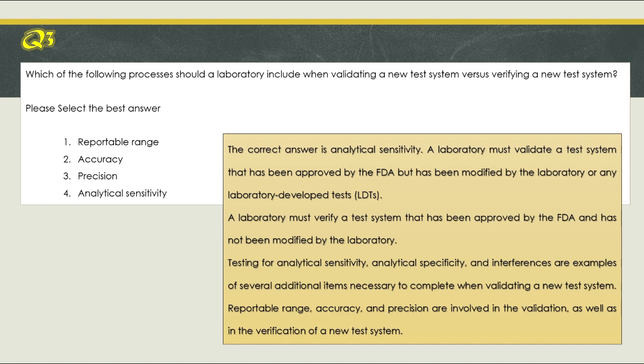A laboratory must validate a test system that has been approved by the FDA but has been modified by the laboratory, or any laboratory-developed tests, LDTs. A laboratory must verify a test system that has been approved by the FDA and has not been modified by the laboratory. Testing for analytical sensitivity, analytical specificity, and interferences are examples of several additional items necessary to complete when validating a new test system. Reportable range, accuracy, and precision are involved in the validation, as well as in the verification of a new test system.